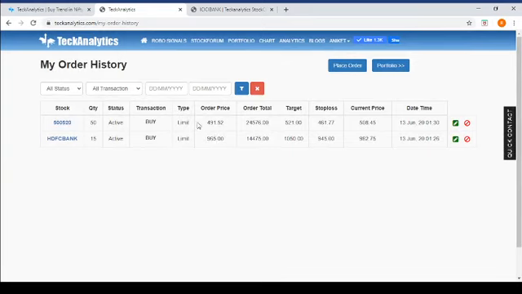Limit, 491 is my order limit price. Total cost, 491 into 50 is the total amount on this order. Target is 521, or 461 stop loss, and the current price is 508. Placed on date and time, correct? So this table again we have to see and understand.